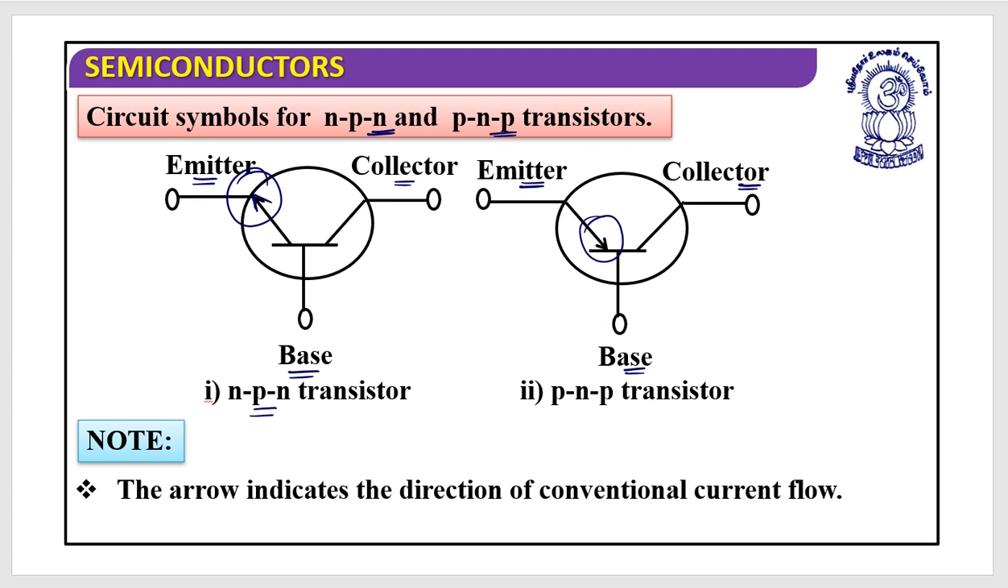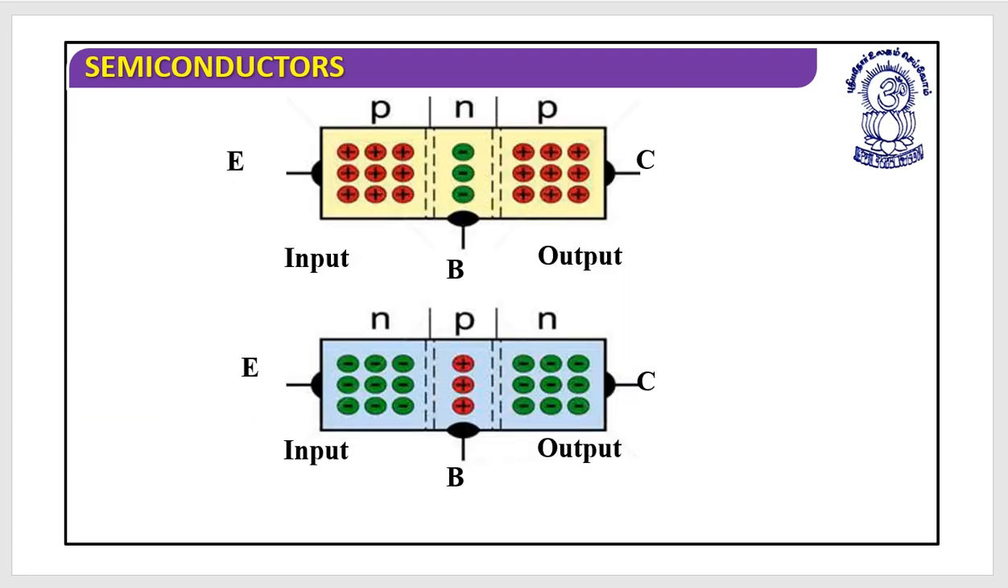Is it clear? Do you have any doubts? Are you sure? Great. So the arrow indicates the direction of conventional current flow. Always keep this in mind. Again, this is the schematic view.